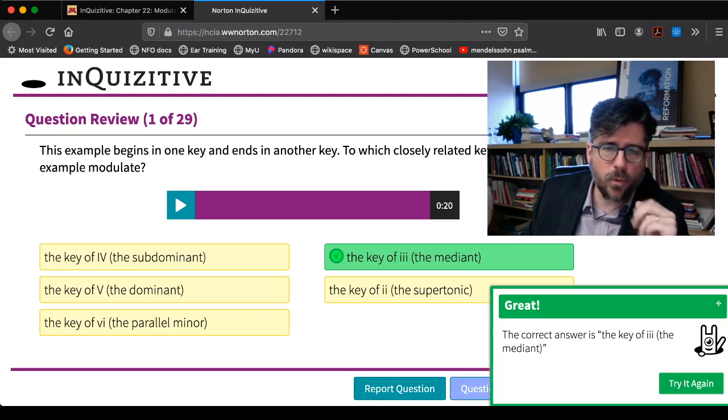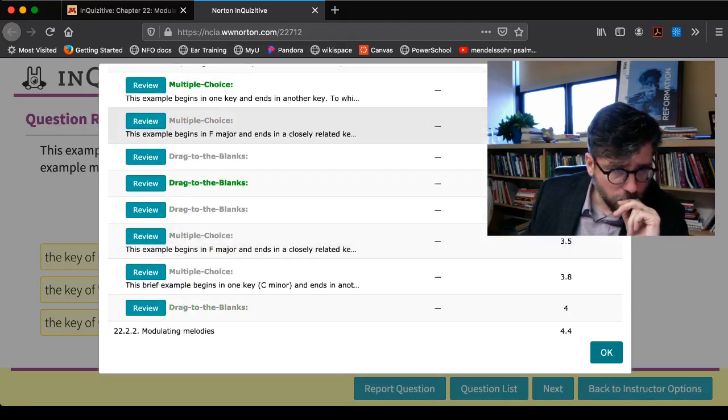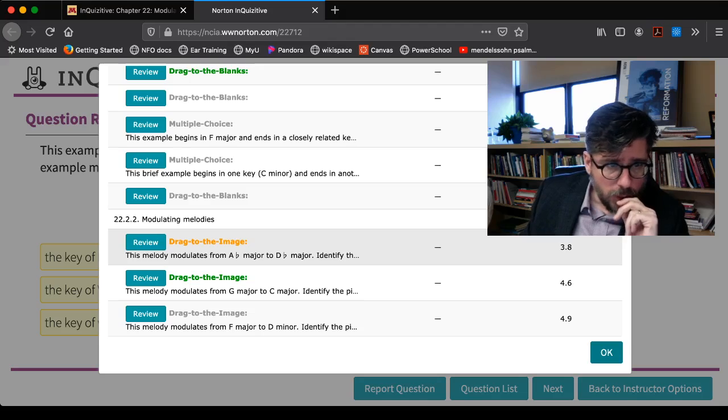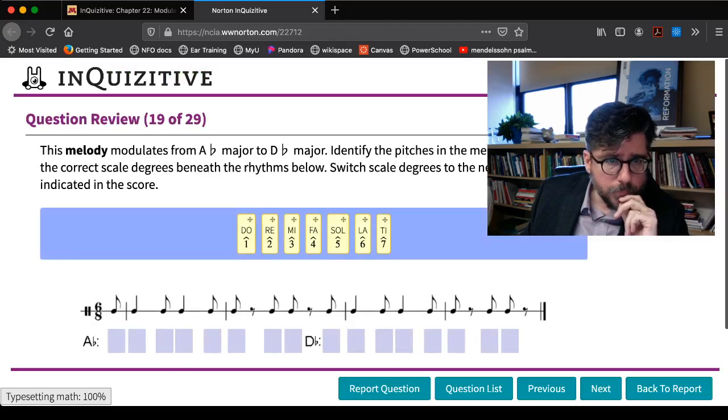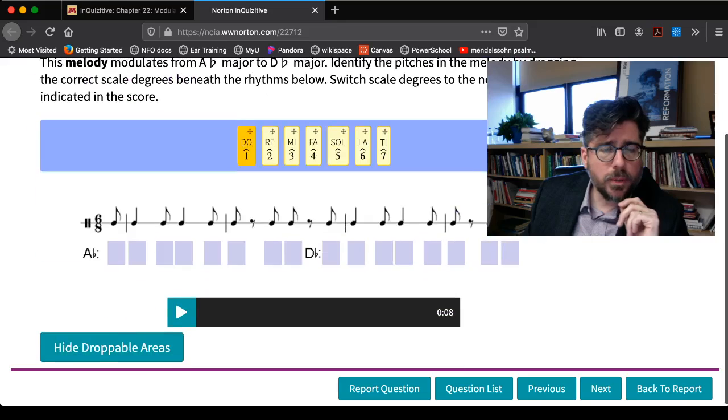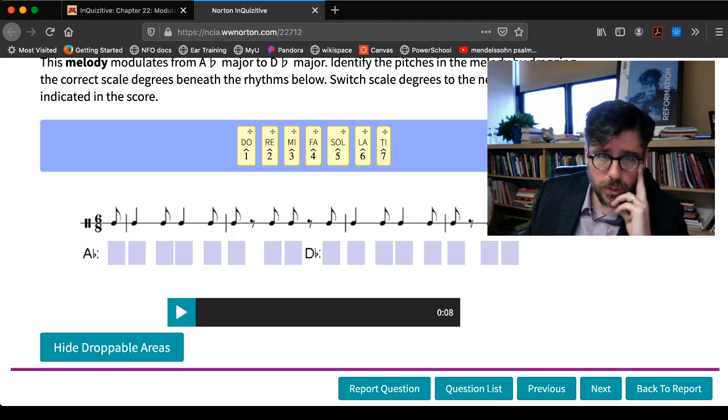Let's try another kind of question. Modulating melodies, okay? So we're going to plug in the solfege as we've done in the past. Let's see what this sounds like. It already tells me what key I'm going to.